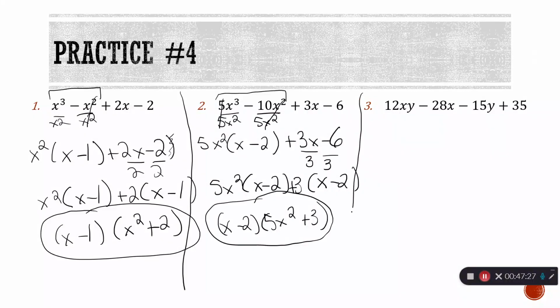Okay, last one. We're almost at the end, guys. We got one more section after this, I believe, if I remember right.